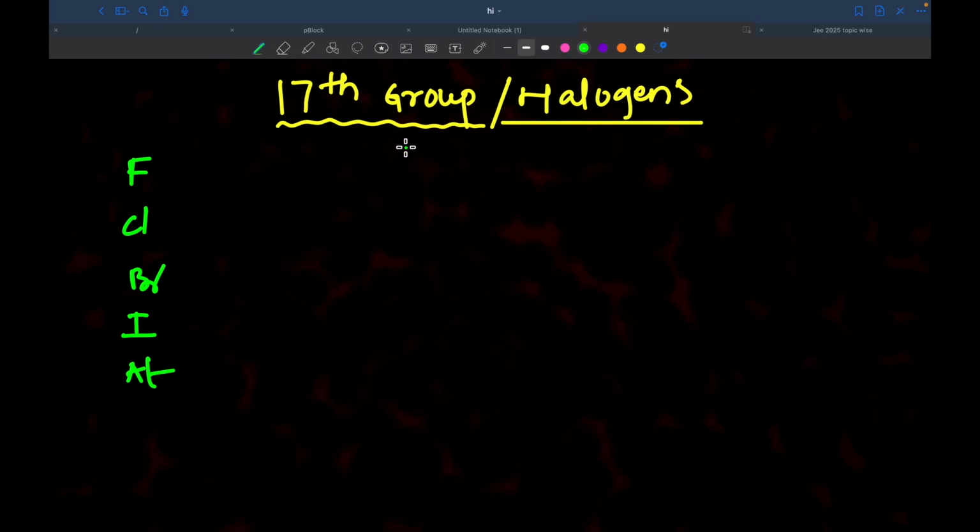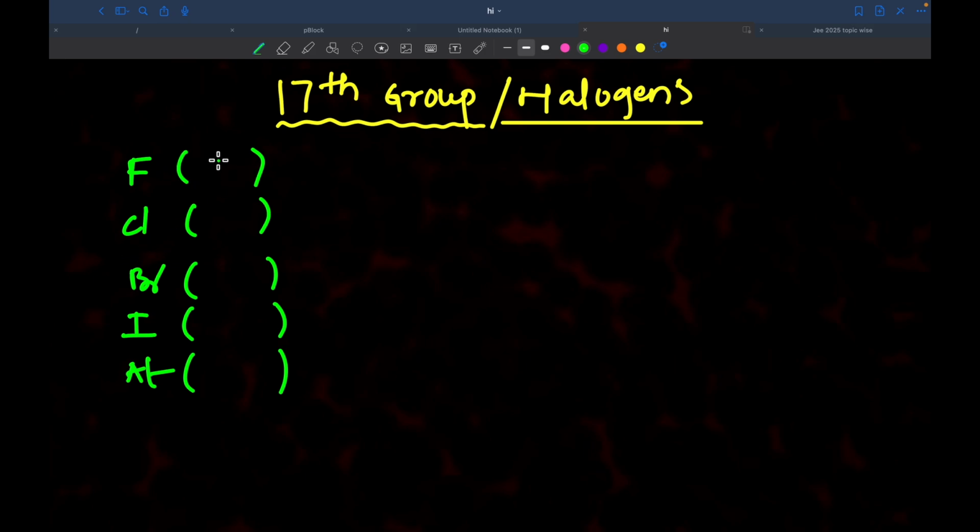The group elements are fluorine, chlorine, bromine, iodine, astatine. Let us write the electronic configurations. Before that, we should know the atomic numbers. Last time, a question was asked on atomic numbers in the Mains. What is the atomic number of the metal in the 17th group elements? Yesterday we have seen it, and I will show it to you now also.